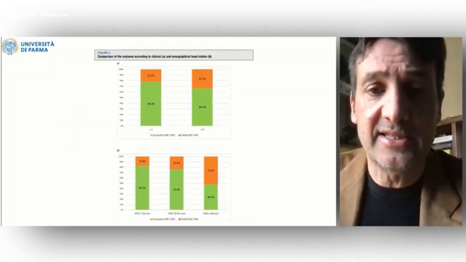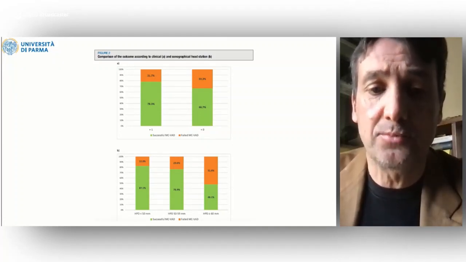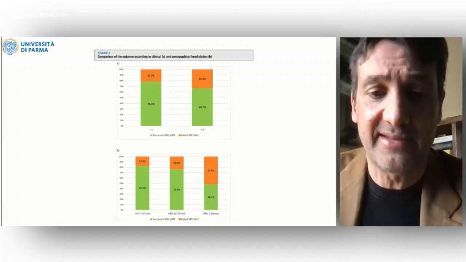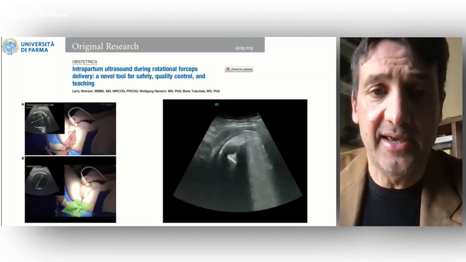And you can see from these figures that thanks to the use of ultrasound, we can be much more accurate in deciding when it is the case to proceed with the mid-cavity vacuum extraction, while with the clinical assessment, the chance of failure is much higher.